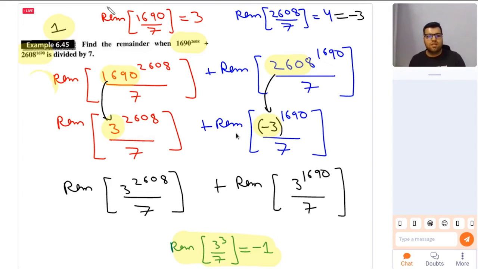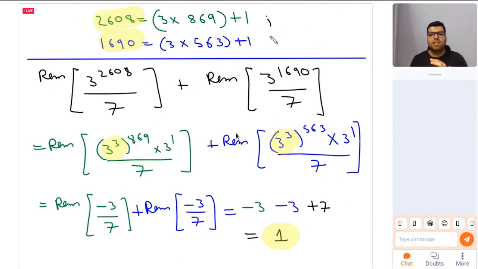So I knew I had to use this property, remainder of 3 cube with 7 is minus 1. Okay, so then I proceeded. This part was a little something that it is compulsory to do, that we have to break 2608 and 1690 into parts of 3. So I did it and I wrote it like this.